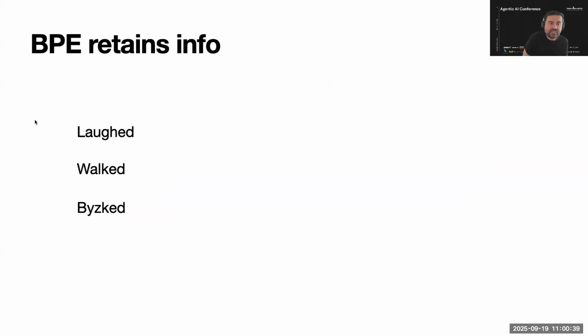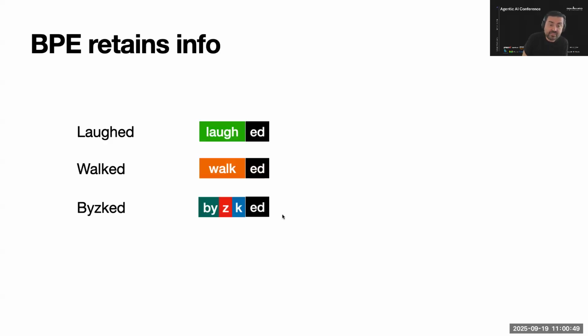And why is BPE important? Because it retains the information, right? Let's say I have the word laughed and the word walked, and I misspelled something and I get the word biscuit. I don't know what that is. But if I break them into tokens, this one got messed up. But I do know that at the very least, I'm thinking of the past tense of some word, right?